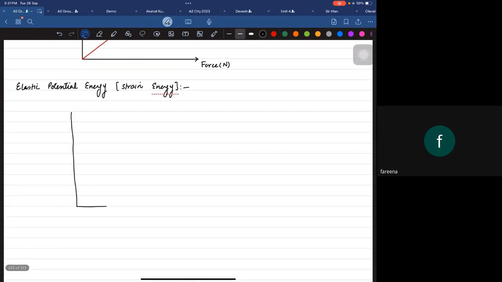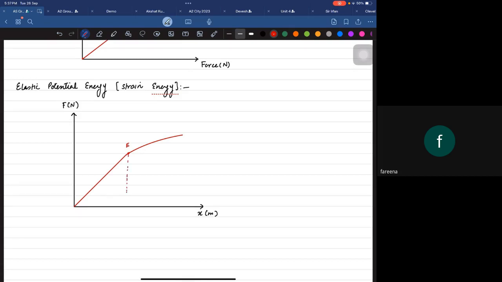So let's suppose I draw a graph of force and extension, force in newtons, extension x in meters. You'd see that the graph is going to go like this, and then it starts to curve like that. All right, that we have studied before as well. So the point where the elastic limit comes, that's E. Just underneath it, this section of the graph is called the strain energy.